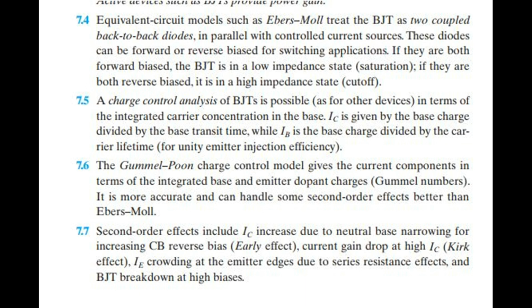7.7 Second-order effects include IC increase due to neutral base narrowing for increasing CB reverse bias, the Early effect; current gain drop at high IC, the Kirk effect; current crowding at the emitter edges due to series resistance effects; and BJT breakdown at high biases.